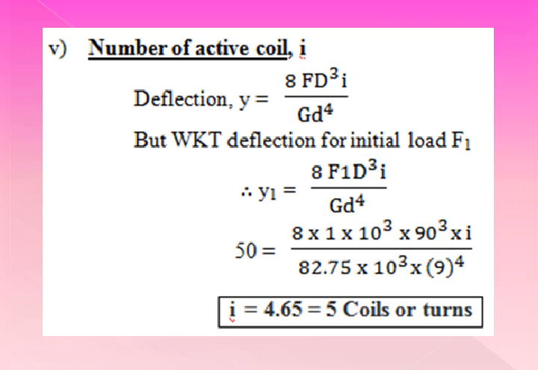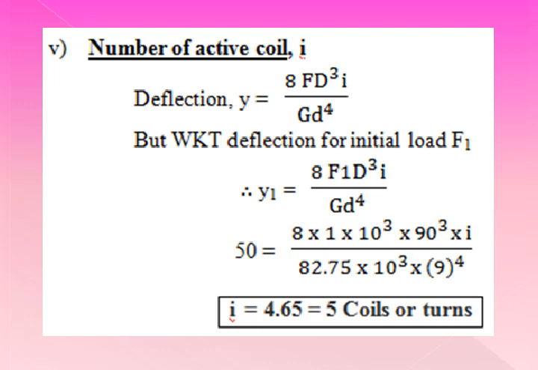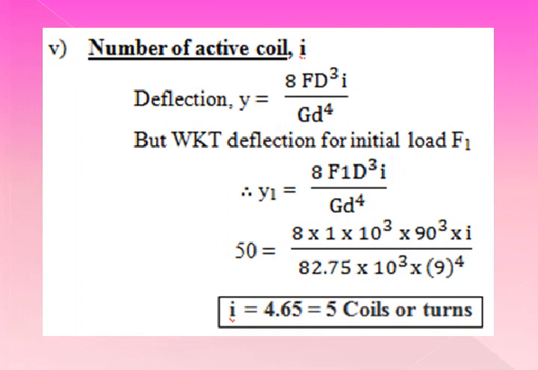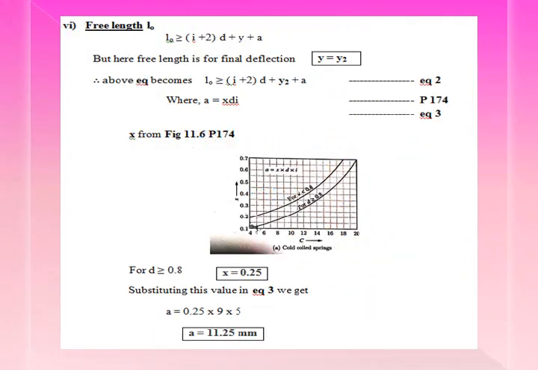So the equation has changed to deflection Y1 is equal to 8 into F1 D cube i divided by G d raised to 4. We'll substitute the values. Y1 is 50, 8 into F1 into 10 to the 3 into capital D is 90, that is the mean diameter of the coil, 90 cube into i, that we have to find. Modulus of rigidity G is 82.75 into 10 raised to 3 into wire diameter d, that is 9 raised to 4. By simplifying this, we are getting the value i is equal to 4.65, that is equal to 5 coils or turns, that we have to get.